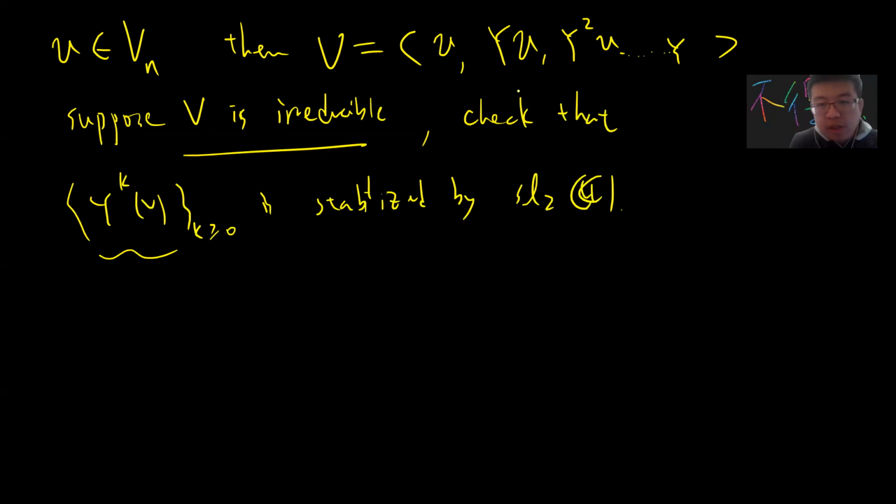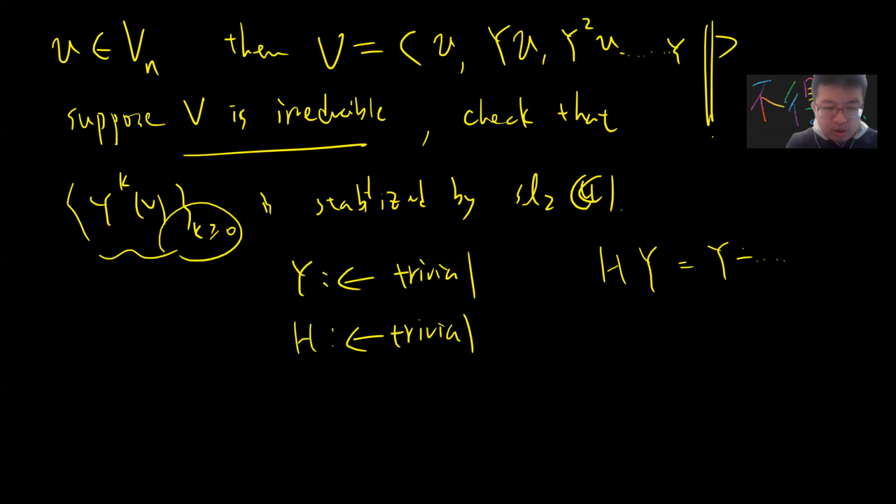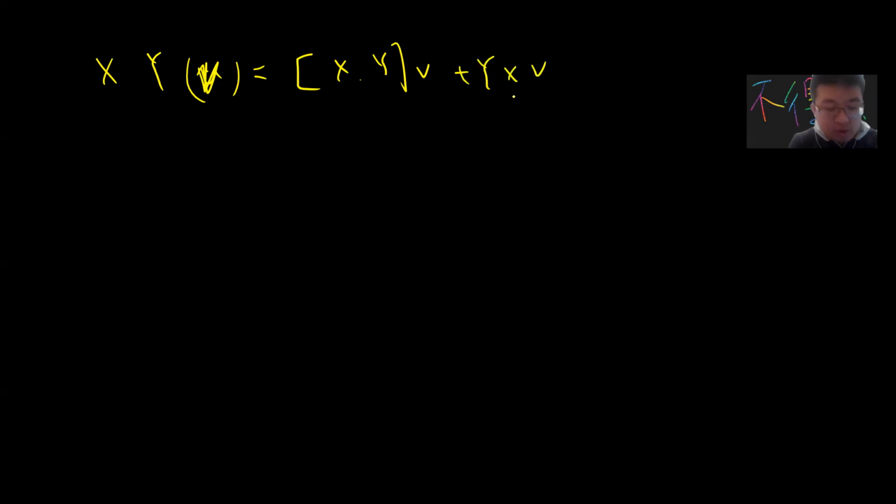Obviously, if you act with Y, it is trivial, so it is still in the span of the y^k v. Remember that up to now I didn't make a cutoff on this side. I just suppose that there is a v and you can keep going. Y is trivial, and acting with H is trivial too, because when H acts on y^k v it becomes a multiple of y^k v; you just change the eigenvalue. So the only non-trivial part is X. Let's compute x y^k v, which becomes x y v, that is, h v plus y x v.